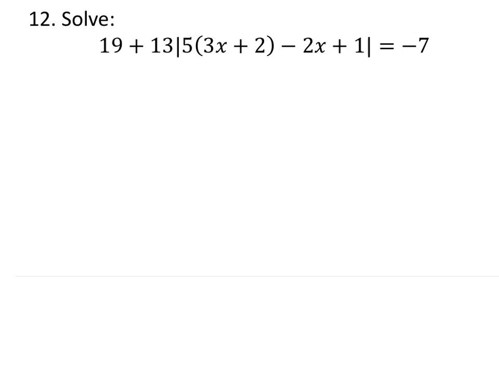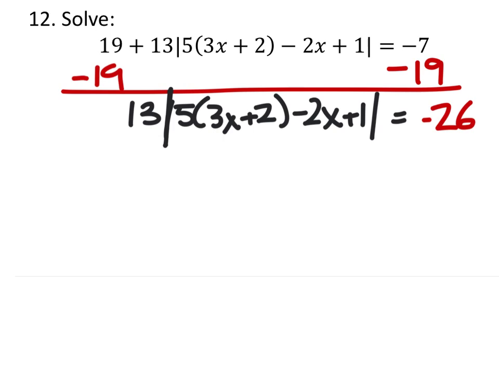Remember, the main idea is to isolate this absolute value. We don't need to do anything inside that absolute value until we have isolated it. Or, in other words, put it on its own side of the equal sign, just like we would with a regular variable. So the first thing we're going to want to do on this one is to subtract 19 from both sides. So that gives us a bunch of garbage equals negative 26, but as part of that garbage we got that 13. We need to divide both sides by 13 in order to get rid of it.